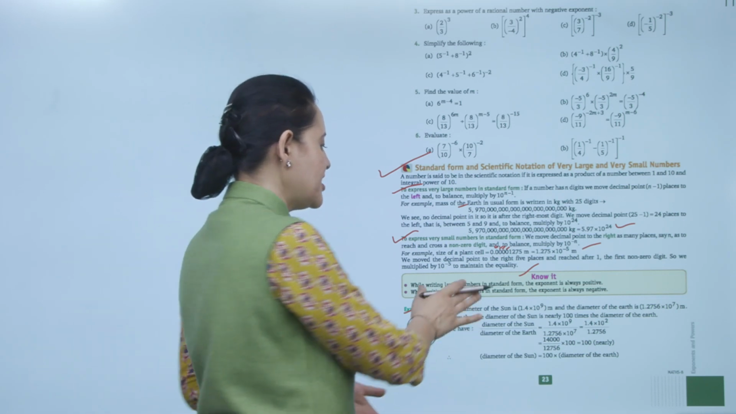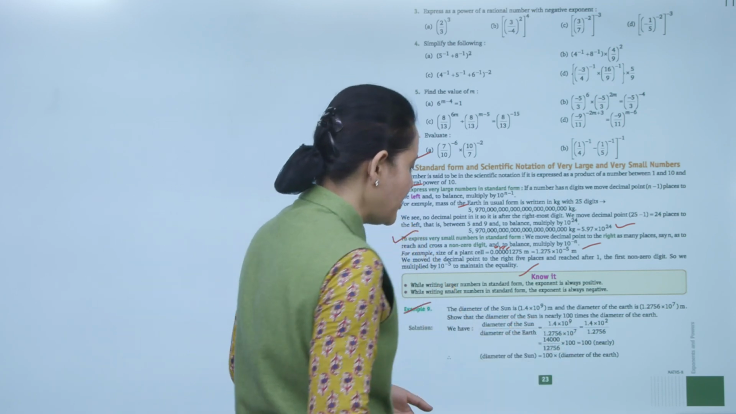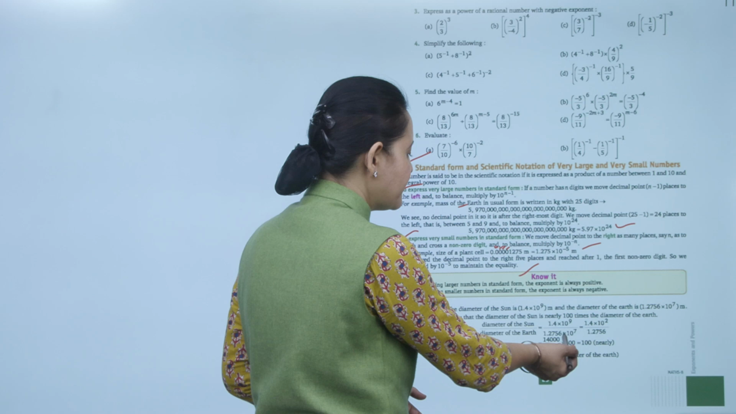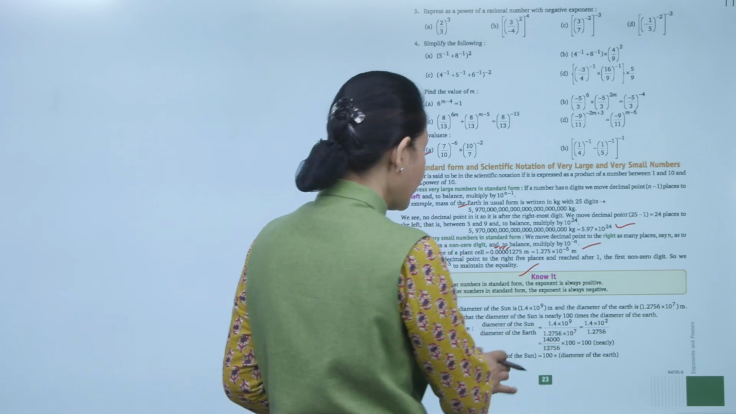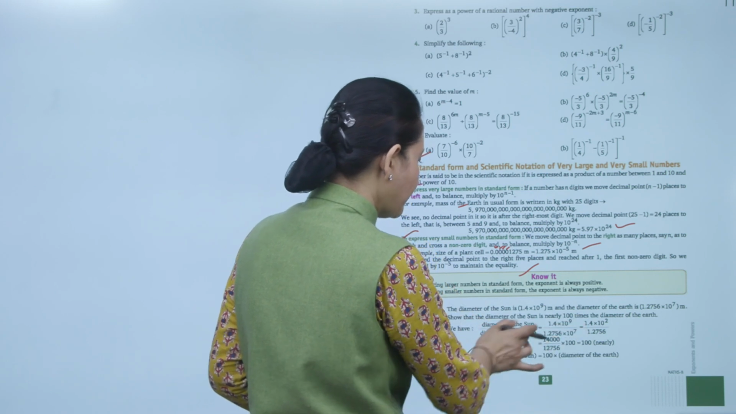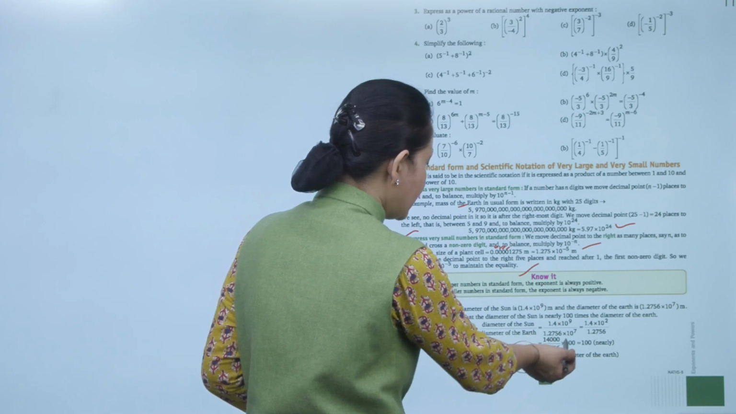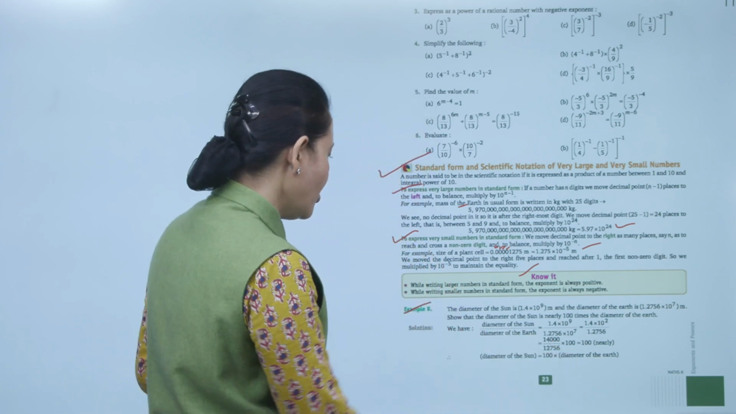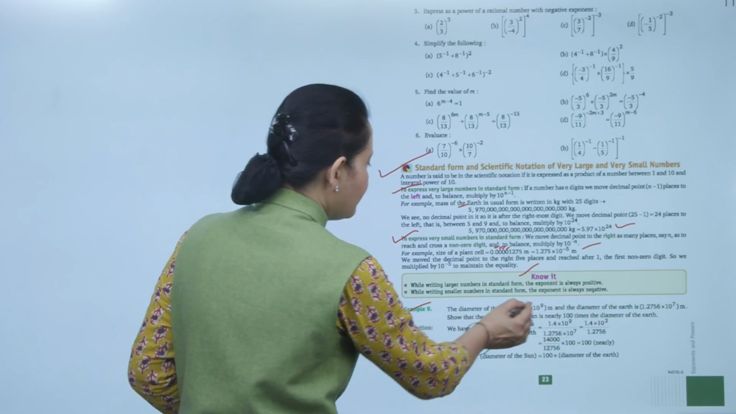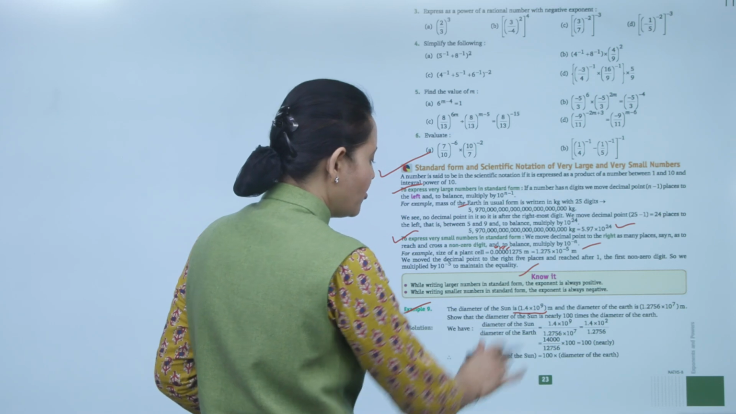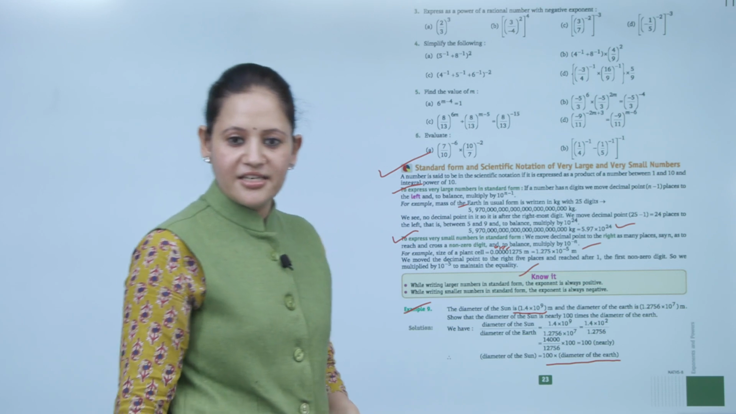So we have diameter of sun upon diameter of earth. So we'll put the values, 1.4 into 10 to the power 9 upon 1.2756 into 10 to the power 7. Clear? So we will solve this. That is equal to 14,000 upon this into 100. So the diameter of the sun is about 100 times the diameter of the earth. Clear?